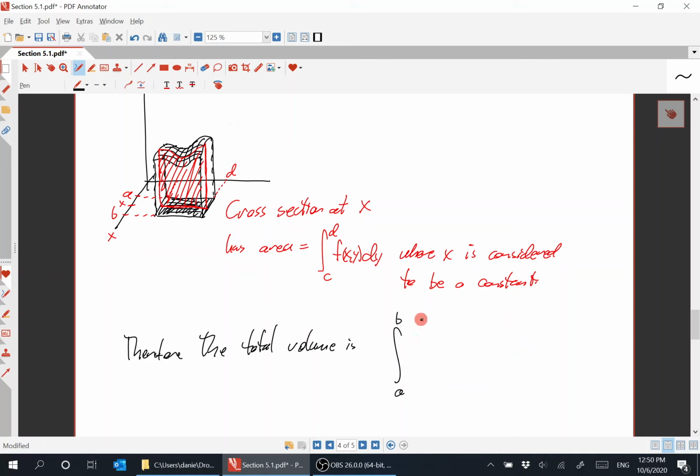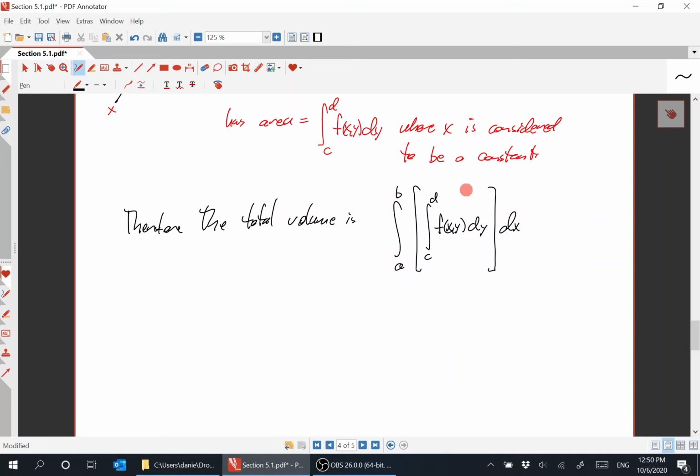Let's do it a little bigger. It's the integral from a to b of the cross-sectional area, dx. Well, what's the cross-sectional area? It's the integral from c to d of f of x y dy. So when you calculate this inner integral in terms of y, it leaves you with that constant x. So that's a function of x. And then you integrate that function of x from a to b, and then you get a number, a plain number.